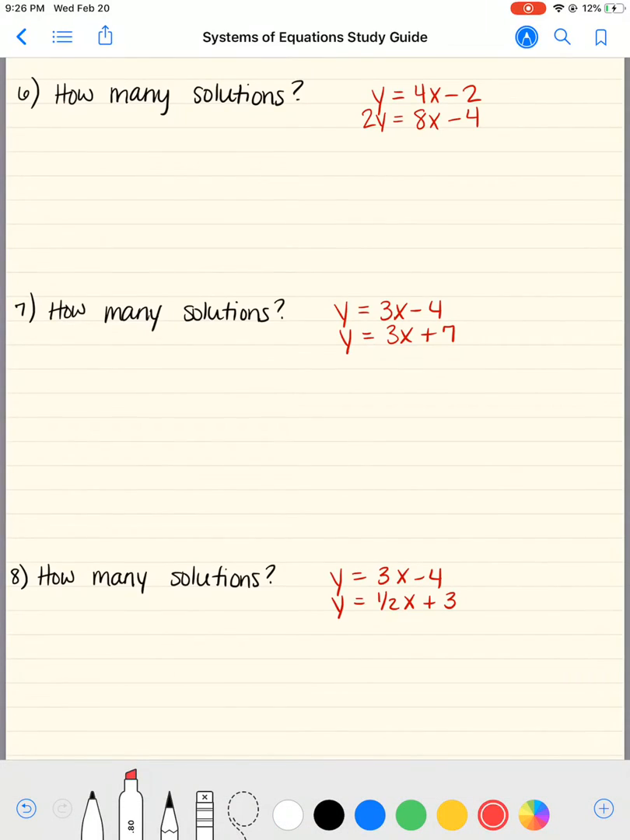So I noticed that all they did was take this first equation and multiply it by 2. Y times 2 is 2y. 4x times 2 is 8x. Negative 2 times 2, negative 4. So it's the exact same equation. All they did was just multiply it by 2.